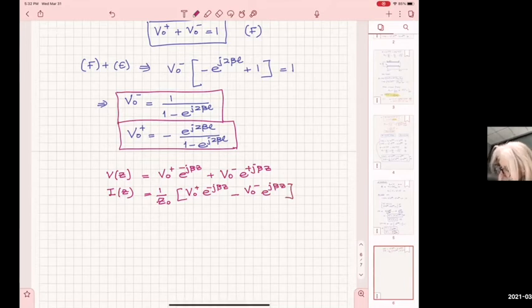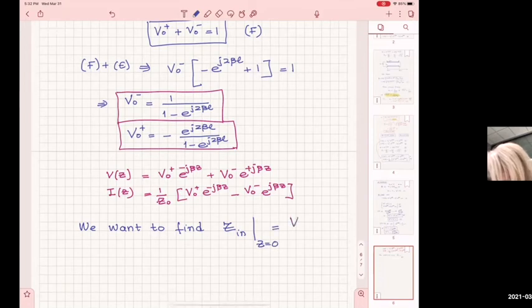So now that I have the above, what can I write? First of all, before I go there, I'm interested in the input impedance here. So the input impedance at z equals zero. What I'm interested in finding out now is Z input at z equals zero, which is V at z equals zero divided by I at z equals zero. Do you agree with that? That's what we wanted to find at the end.